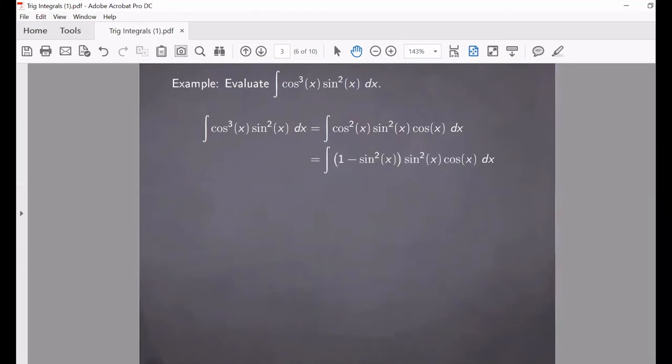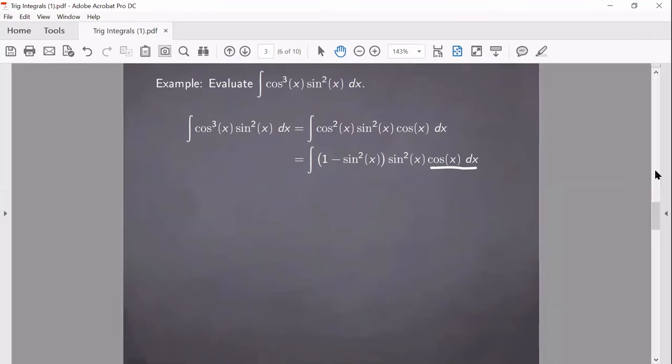Okay, so I save one of my cosines for the dx. I rewrite cosine squared using the trig identity, and I leave my sine squared of x. Now I'm going to do the u-substitution. I'm going to let u be sine, and then du is cosine of x dx. So this becomes du, this becomes u squared, and this part becomes 1 minus u squared.